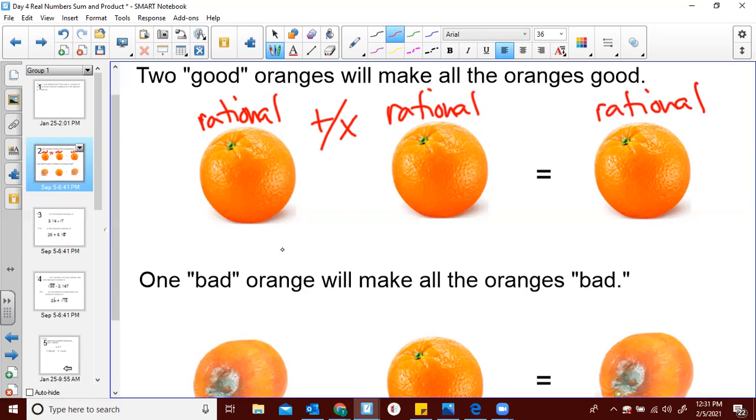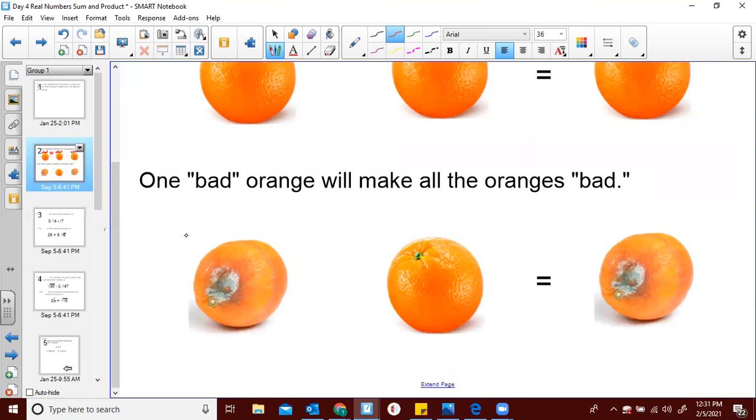On the other side of things, if I have a bad orange, or I'm going to call it irrational, all right, and I'm saying that the irrational numbers are bad because they don't like to play nice with the other ones. Remember, they're on their whole other island. They're out there in Canada. However, whatever you use to remember it, they're their own thing.